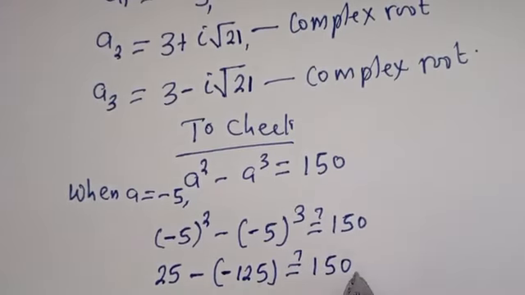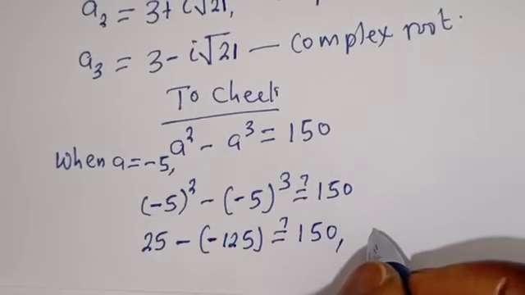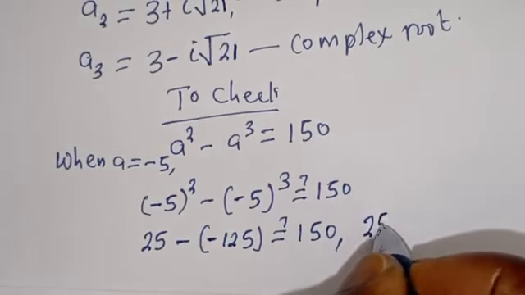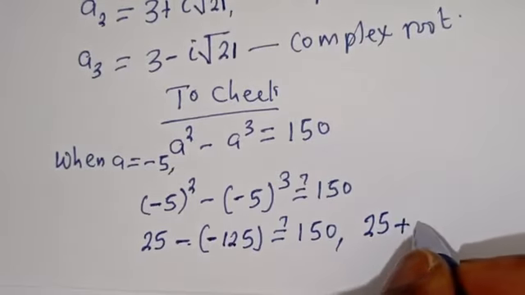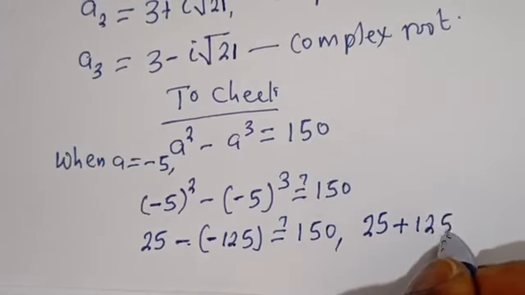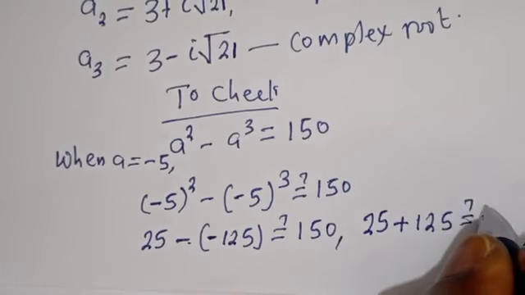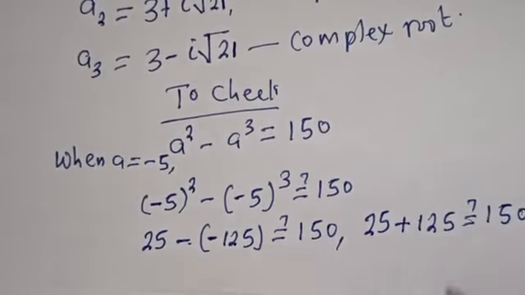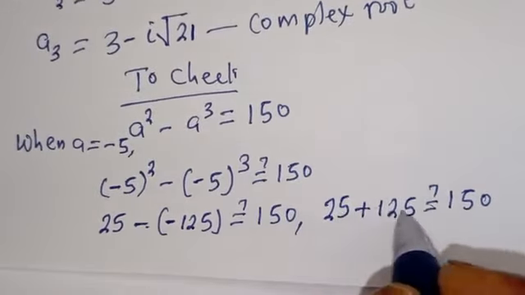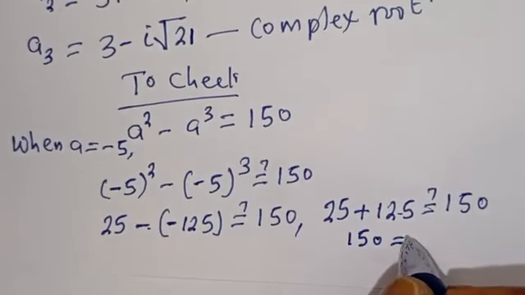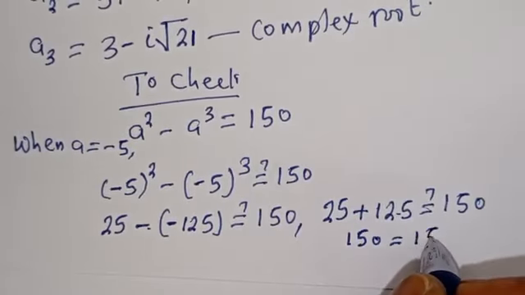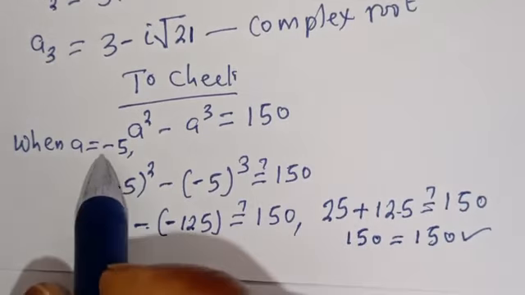Then here we have 25, minus times minus, that is plus 125, must be equal to 150. Now 25 plus 125 is 150, which is equal to 150, which is true as a is equal to minus 5.